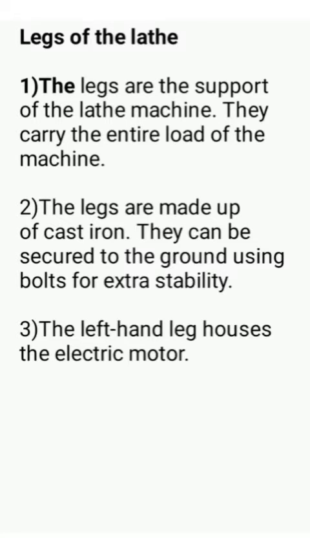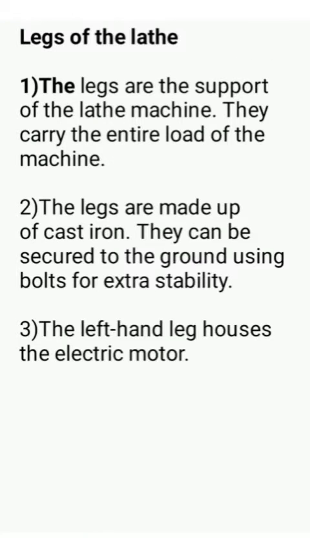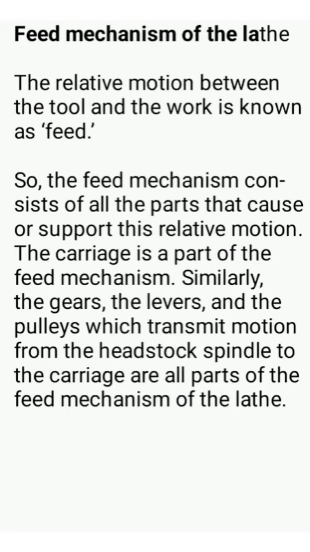Still on the main parts of lathe machine, we mentioned legs. Now let's talk about the legs. The legs are the support of the lathe machine. They carry the entire load of the machine. Number 2, the legs are made up of cast iron. They can be secured to the ground using bolts for extra stability, and the left hand leg houses the electric motor.